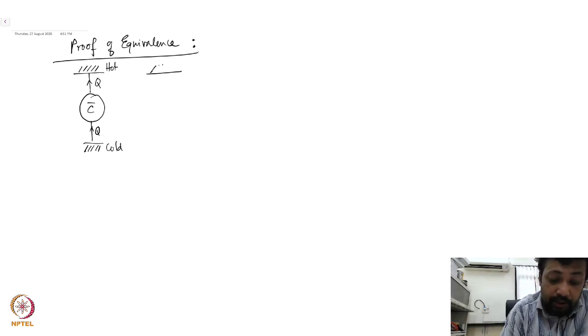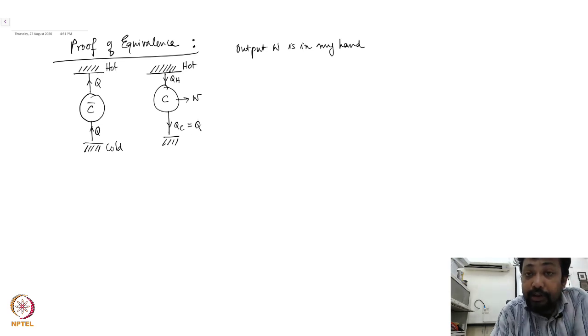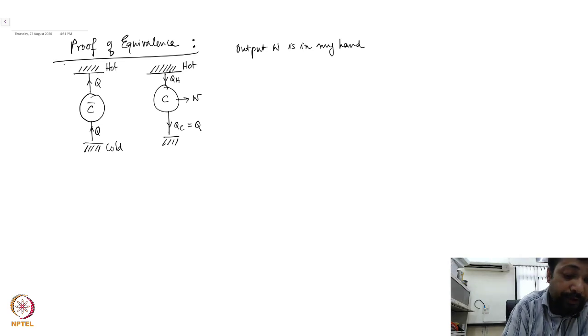So in principle, what I will do here is operate another machine, which is a regular Carnot engine that extracts an amount of heat QH, does an amount of work W, and dumps an amount of heat QC to the cold reservoir. Up to this is fine, but remember that this output W is in my hand. So I can clearly regulate this. I regulate it in such a way that it dumps an amount of heat Q to the cold reservoir.